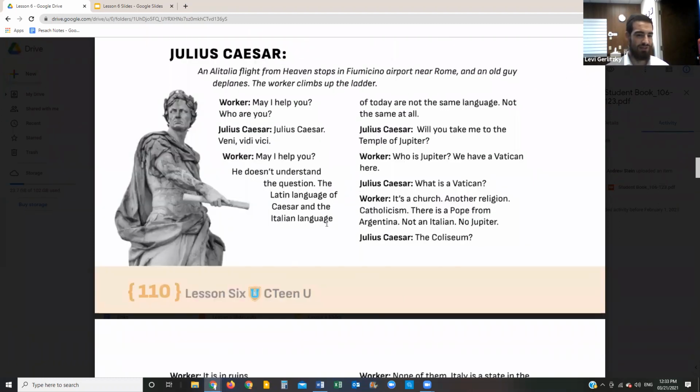Let's use another example. Julius Caesar. He comes to Rome. He tries communicating with them. Unfortunately, they don't speak the same language. They bring in an interpreter, and he says, what about this temple that we had? He says, no, today we have the Vatican. What's the Vatican? A new religion, Christianity. Who runs it? A pope. He's from Argentina. It's not exactly an Italian thing anymore.